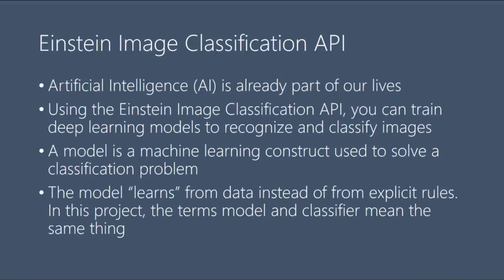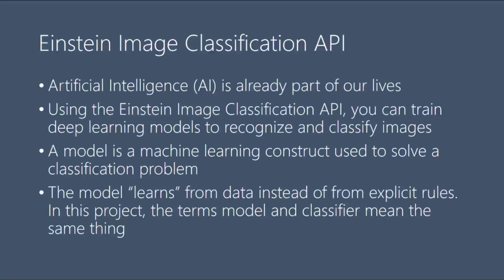So the Einstein image classification API is what we typically use, right? Artificial intelligence is already part of our lives and we know it. It's the future, and that's where things are moving towards. Big data, cloud computing, we need better analytics, we need to understand better coding techniques, efficient developers, and so on. So using the Einstein image classification API, we can train deep learning models to recognize and classify images. A model is a machine learning construct used to solve a classification problem.